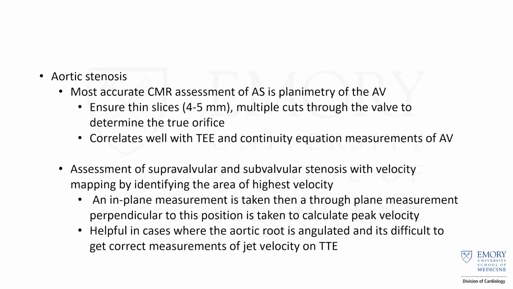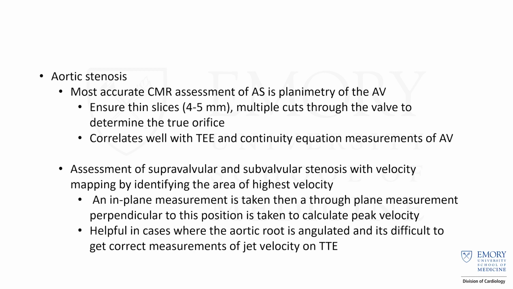So for aortic stenosis, echo is really probably the gold standard as compared to MRI. There are some things you can get from MRI. You can do valve planimetry, which is probably the best assessment of the actual aortic valve, how stenotic the valve is. You can do these really thin cuts through the valve to identify what the exact orifice is. And these measurements correlate well with TTE and continuity equation measurements of the aortic valve. You get the true planimetry of the aortic valve.